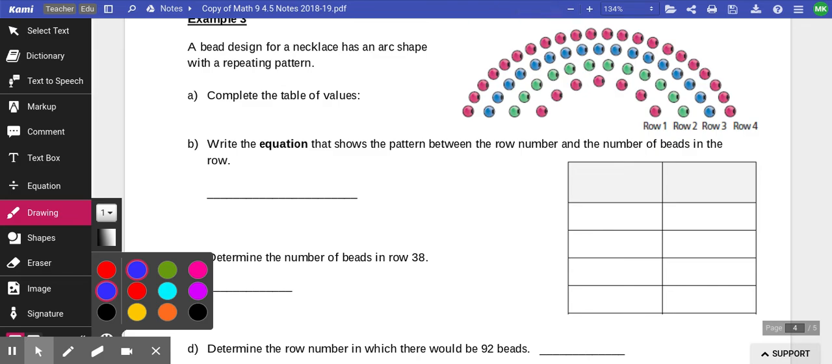So this is a bead design for a necklace. It has an arc shape with a repeating pattern. Complete the table of values. So we look at this. We've got to figure out which one's the dependent, which one's the independent. For us, the independent would be the rows. Like, how many rows do I want to build? If I want to do 10 rows, how many beads would that take? So my independent is the number of rows. The dependent is the beads.